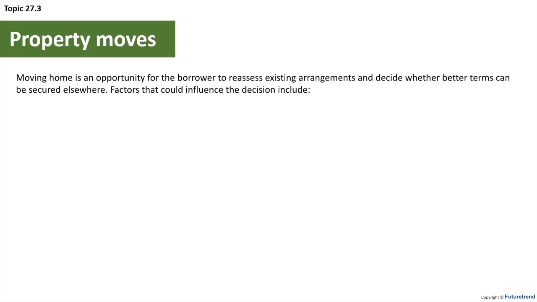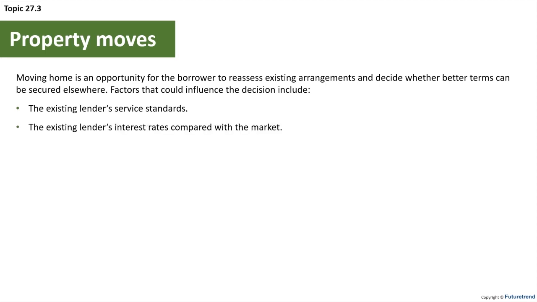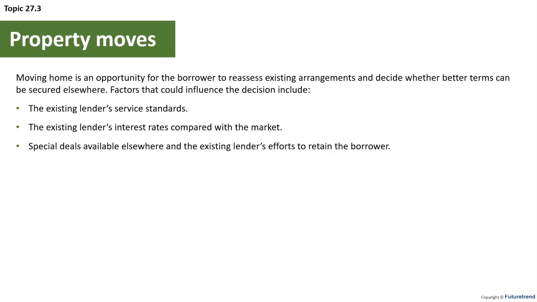Topic 27.3. Property moves. Moving home is an opportunity for the borrower to reassess existing arrangements and decide whether better terms can be secured elsewhere. Factors that could influence the decision include the existing lender's service standards, the existing lender's interest rates compared with the market, special deals available elsewhere, the existing lender's efforts to retain the borrower, and the comparative costs and attractiveness of offerings from new and existing lenders.